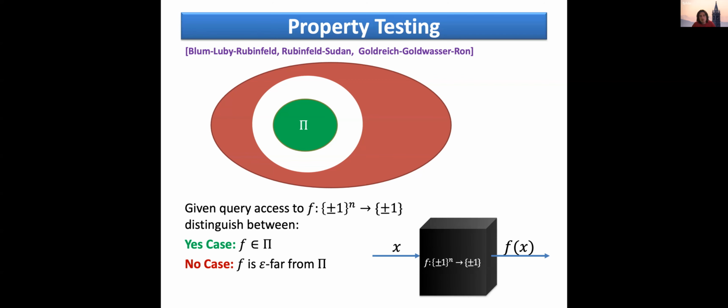Another thing to mention is what we mean by far. So our notion of distance throughout this talk will be that of relative Hamming distance, which just means I'll say that f and g are epsilon far if they differ on an epsilon fraction of their inputs, of which there are 2 to the n, since they're both Boolean functions.